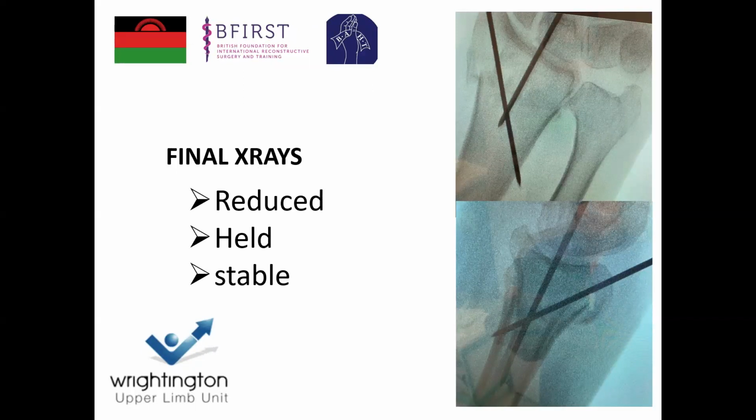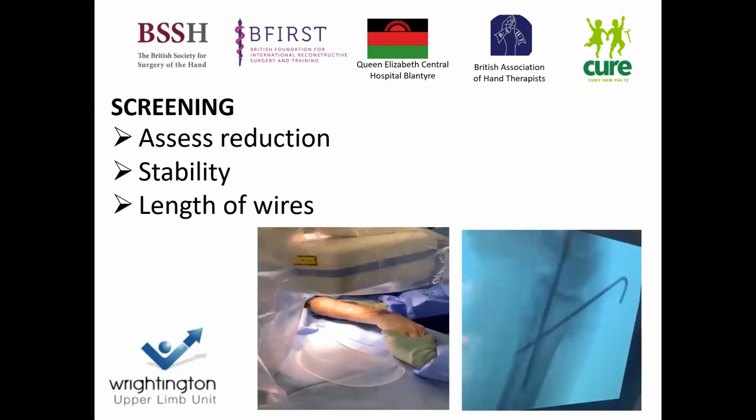So once I've done my fixation, I'm happy that I've reduced it into a good position. I've got a sound fixation, it's reduced and stable. Then I assess stability on table. I look at the wrist through a range of movement, I screen it. And so that allows me to see whether I've stabilized it.